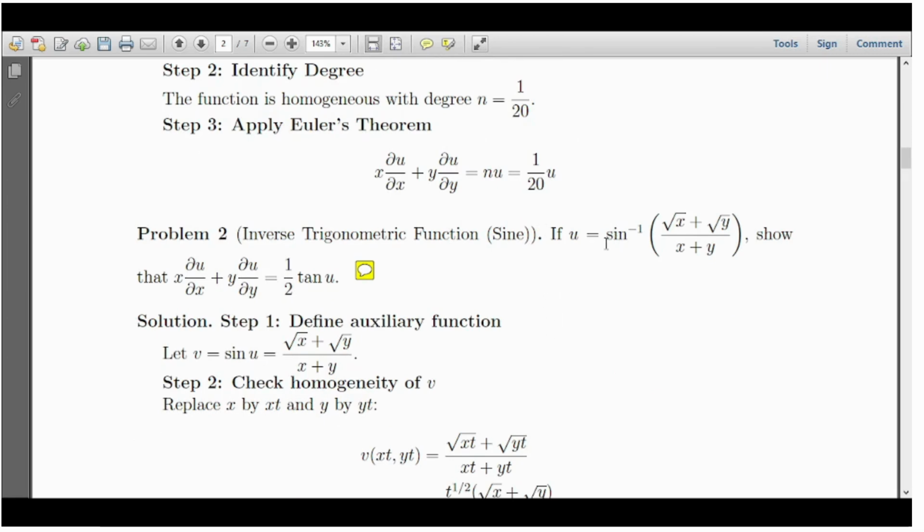Here we are verifying Euler's theorem for the composite function, or the inverse trigonometric function. u equal to sine inverse of (square root of x plus square root of y) by (x plus y). Show that x ∂u/∂x plus y ∂u/∂y equal to minus 1/2 tan u. Okay, so this is minus 1/2 tan u, not 1/2 tan u.